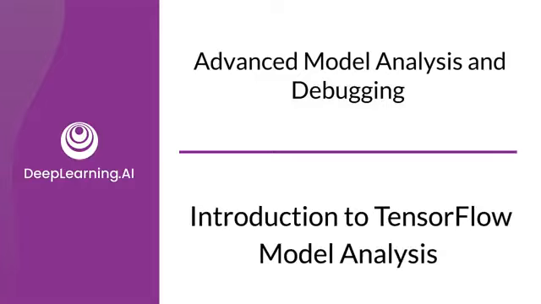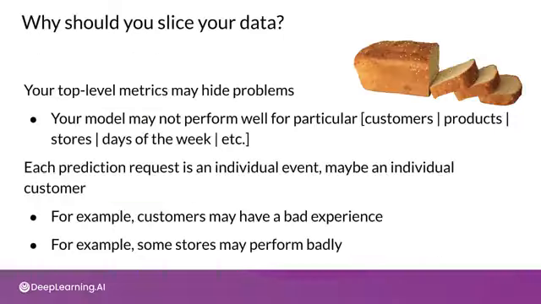TensorFlow Model Analysis, or TFMA, is a versatile tool for doing deep analysis of your model's performance. Let's discuss that now. Your top-level metrics can easily hide problems with particular parts of your data. For example, your model may not perform well for particular customers, or particular products, or stores, or days of the week, or different subsets of your data that make sense for your domain or problem.